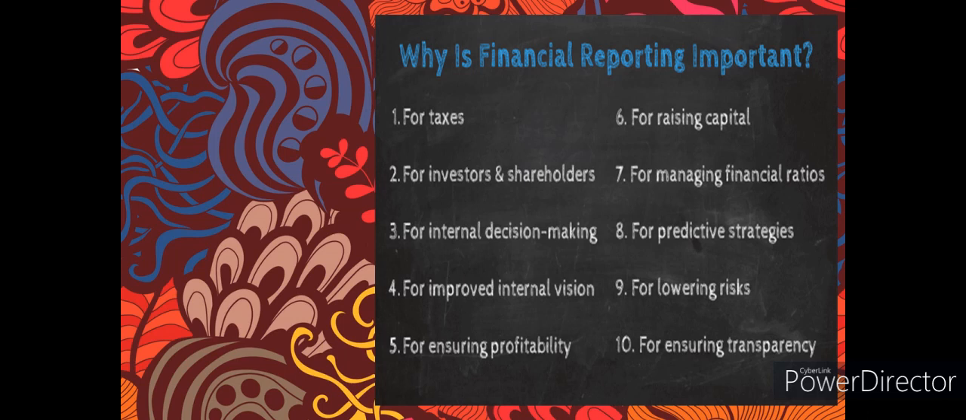So if any company is not going to show what their financial position and financial performance are, the government will not be able to impose tax on that company. So financial reporting plays a very important role for the government. Here the interested party is the government. Companies make financial reports so that the government can charge the appropriate tax.